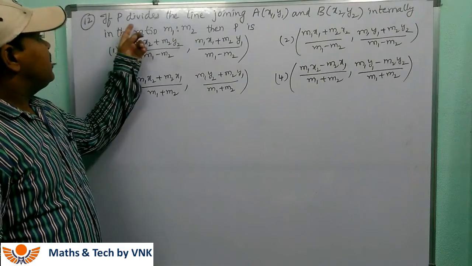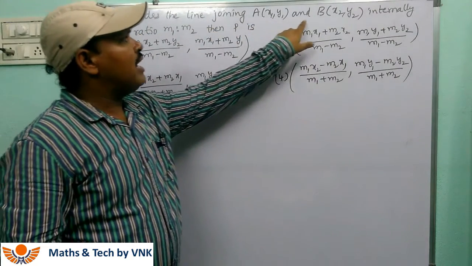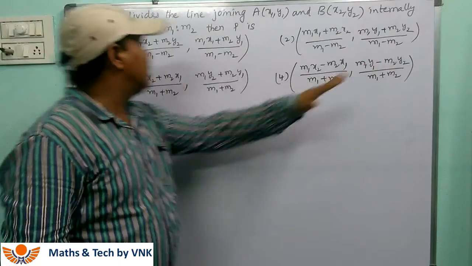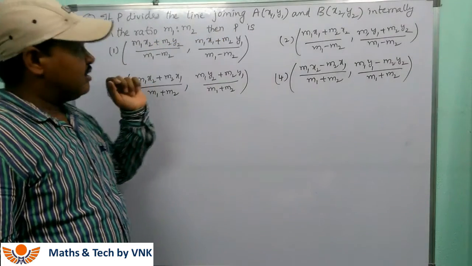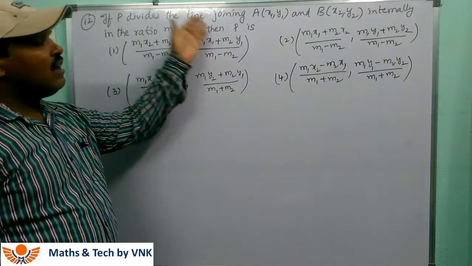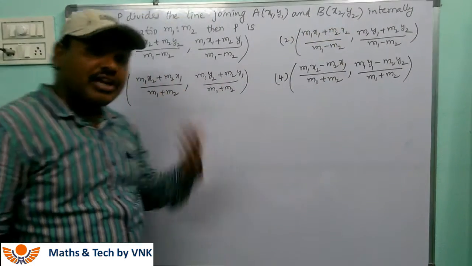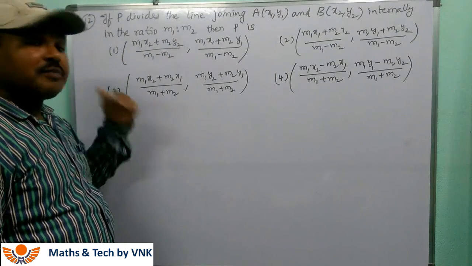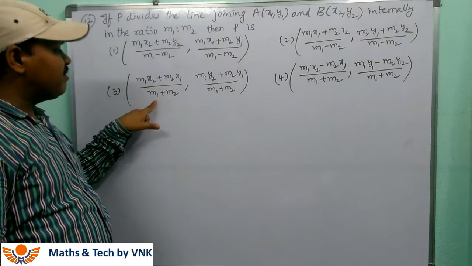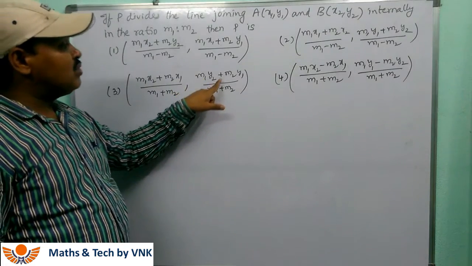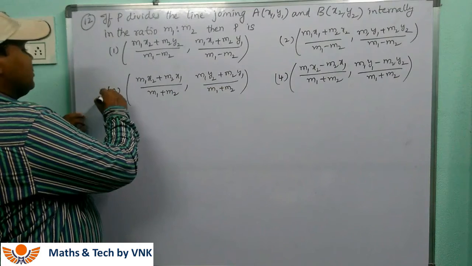Next question is, if P divides the line joining A (x1, y1) and B (x2, y2) internally in the ratio m1 is to m2, then point P is. So if a point divides the line joining (x1, y1) and (x2, y2) internally in the ratio m1 is to m2, then that point is ((m1 x2 plus m2 x1) by (m1 plus m2), (m1 y2 plus m2 y1) by (m1 plus m2)). So the correct option is 3.